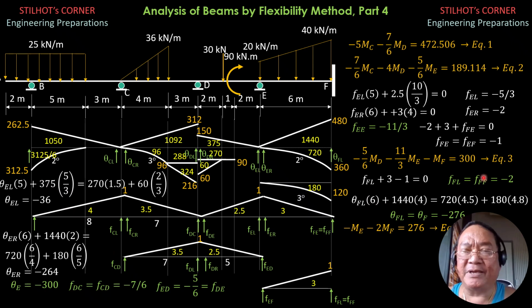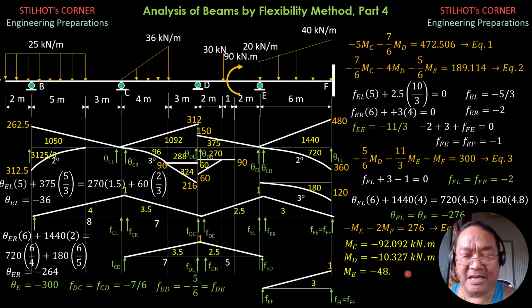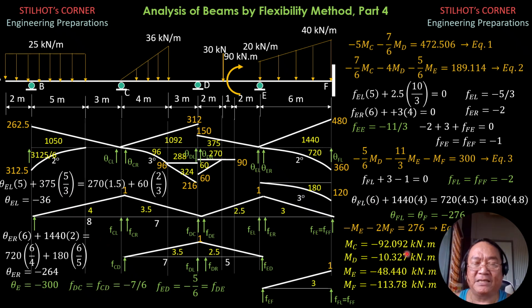So solving equations 1, 2, 3, and 4 using your high-tech calculator gives us the following results. MC is negative 92.092 kilonewton meter. Then MD is negative 10.327 kilonewton meter. ME equals negative 48.440 kilonewton meter. And MF is negative 113.78 kilonewton meter. So comparing this with the results by matrix approach, they are the same. That's it for this video.